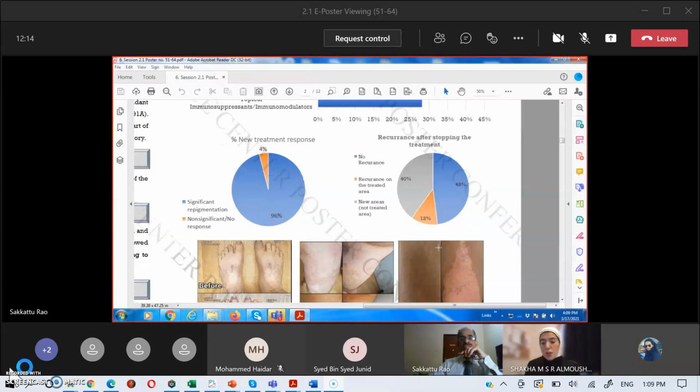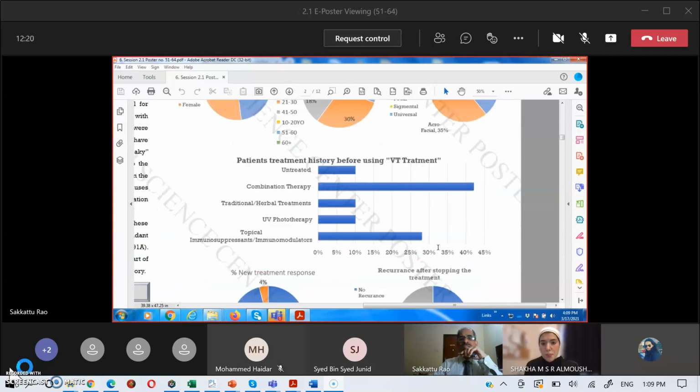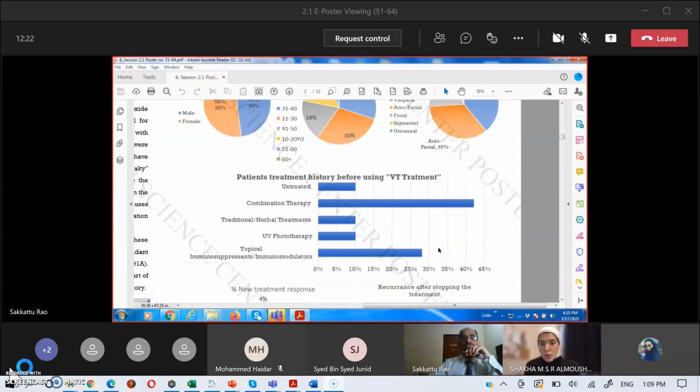The third chart shows the types of vitiligo. It shows that 39% were vulgaris, 36% were acrofacial, 20% were focal, 4% were segmental, and 2% were universal.